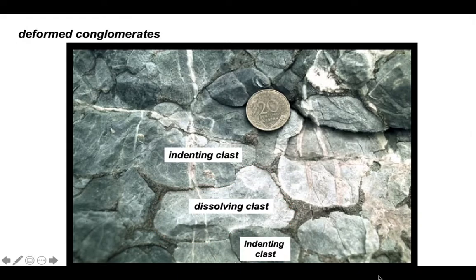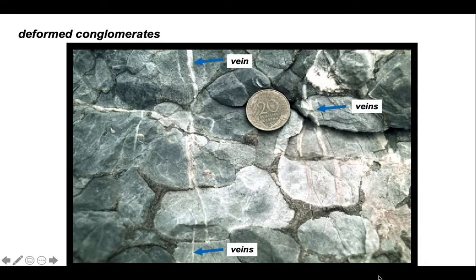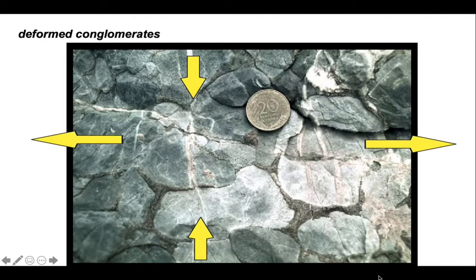So we can infer that they have a dissolving clast in the middle and two indenting clasts either side, which presumably therefore were marginally less soluble than the clast that has been dissolved partially away. Now in this rock there are no fringes on the conglomerate clasts, rather the dissolved material is at least partly reprecipitated in a series of veins which are running up and down the photograph. So we can use these structures to infer the loading condition experienced by the rock while it was deforming.